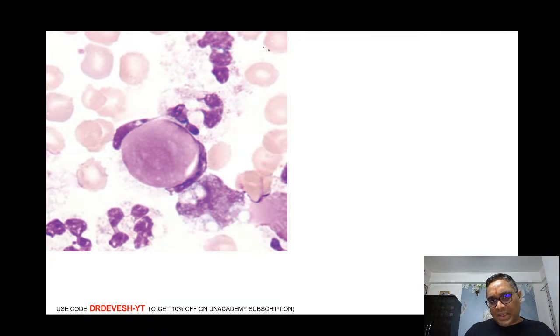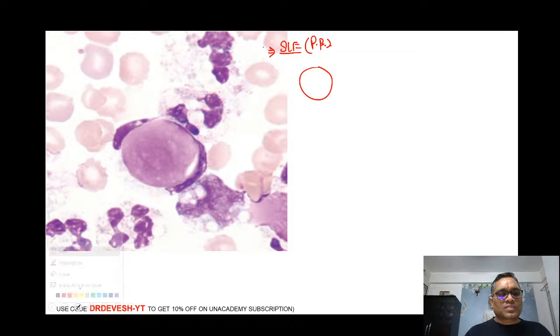Now, the last slide is, can you identify this picture which has been taken from the SLE patient peripheral blood? What we are seeing? A cell. When a cell membrane is covering the nucleus, there is no problem. But what happens in the SLE patient? Membrane will be damaged and nucleus will be exposed.